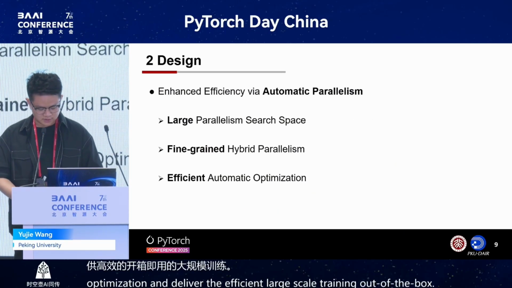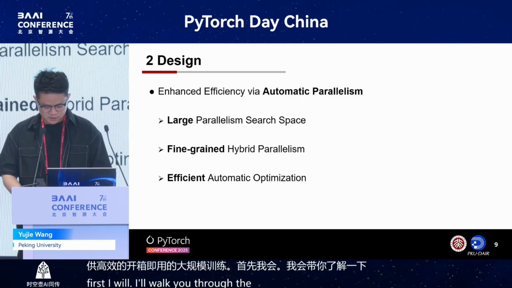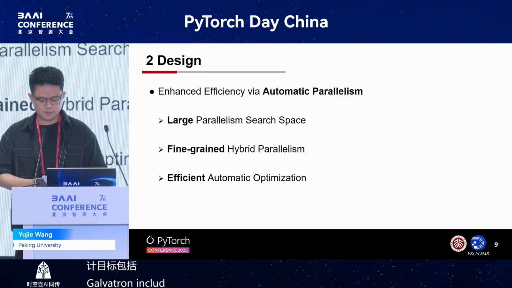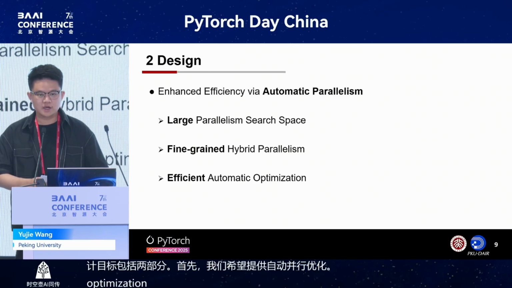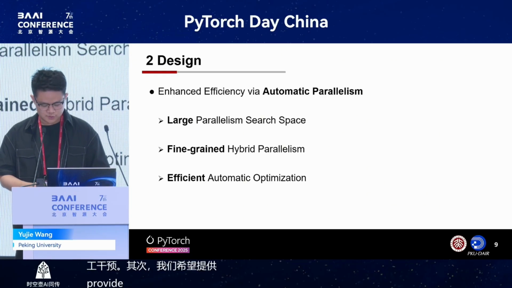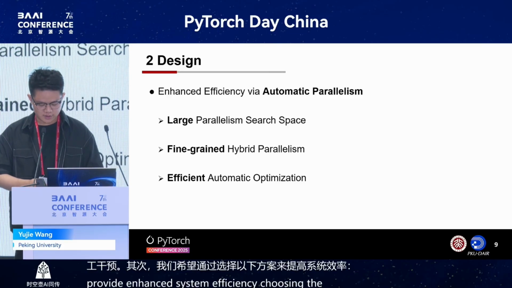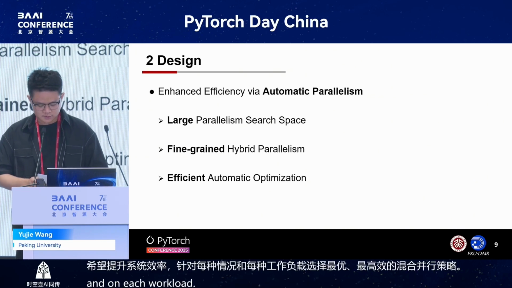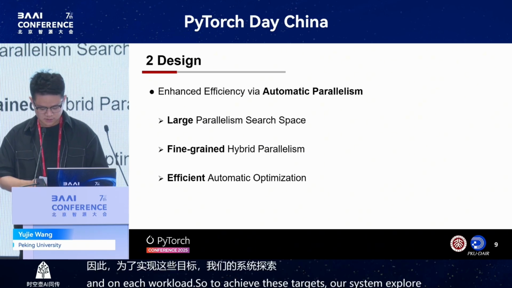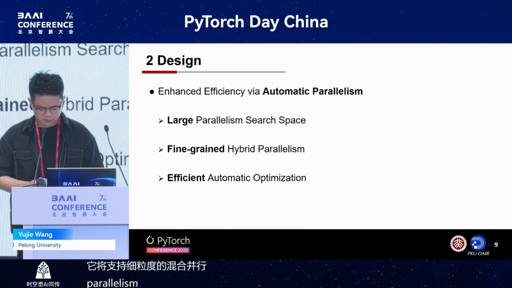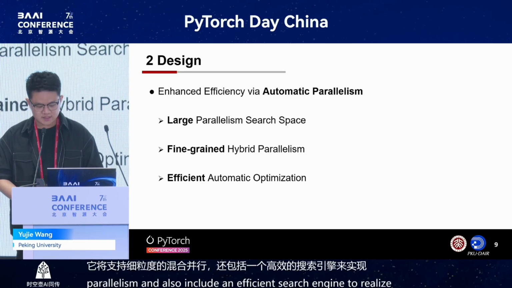First, I will walk you through the system design. The key design objective of Galvatron includes two parts. First, we want to provide automatic parallelism optimization, which requires no manual intervention. And second, we want to provide enhanced system efficiency, choosing the optimal and most efficient hybrid parallel strategies for each case and on each workload. To achieve these targets, our system explores a large strategy search space, and it supports fine-grained hybrid parallelism. And also, Galvatron includes an efficient search engine to realize the automatic optimization.